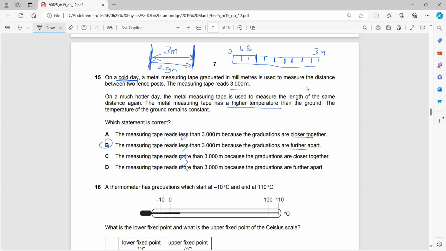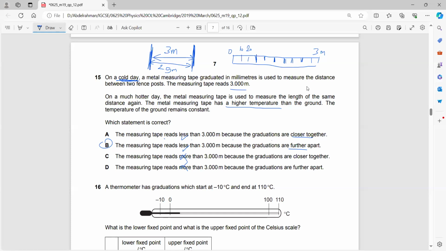He said that the measuring tape has a higher temperature, so the measuring tape is the object that will expand at a greater rate of expansion. The measuring tape will expand more. So the actual distance didn't get further apart. The actual distance remained the same, but the measuring tape is now faulty. The measuring tape will now read a much less distance. Why? Because the graduations are further apart, because it expanded.